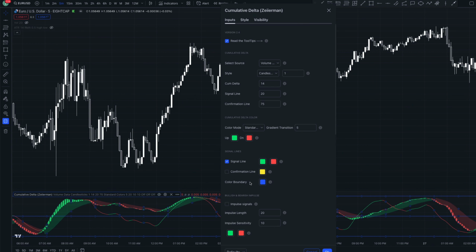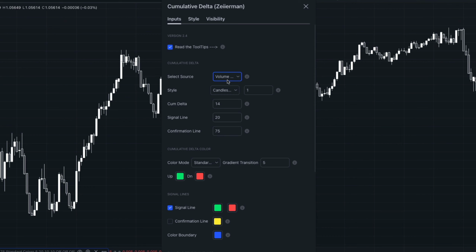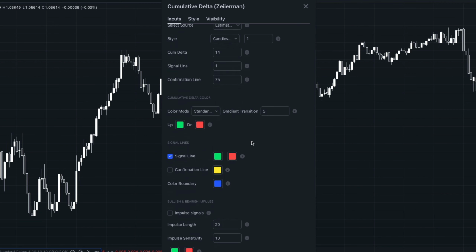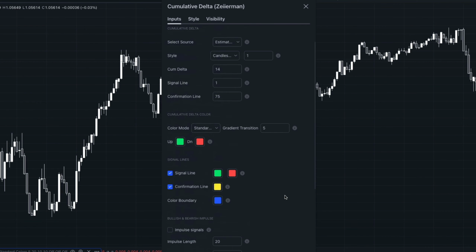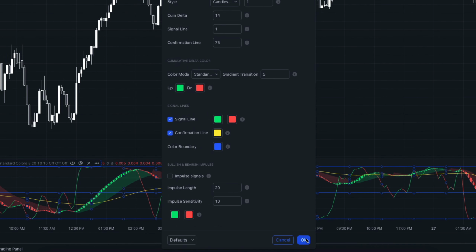So we'll go into the settings, and first of all, for the source, I like to change this to estimated, and for the signal line, I like to change this to 1. For most instruments, for crypto, I typically like to change that to somewhere around 10. But for indices and commodities, I typically like that to be 1. And we'll scroll down and I will enable the confirmation line. All of the other settings I will leave as defaults.